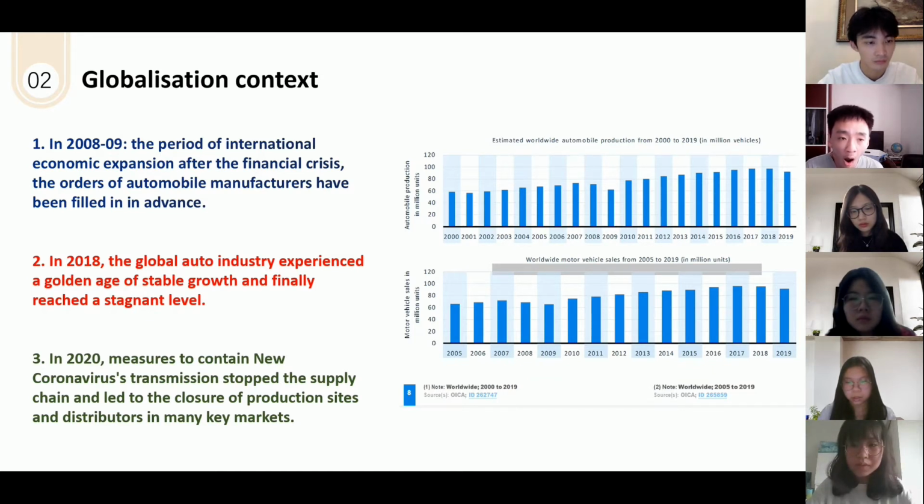In 2020, measures to reduce the spread of the new coronavirus hit the supply chain badly, resulting in the closures of production sites and dealer locations in many important markets.